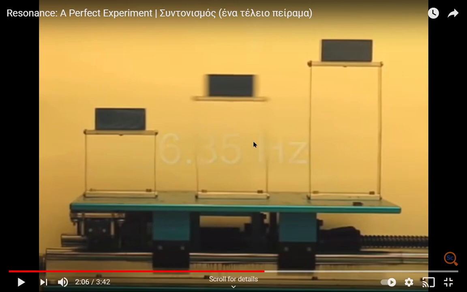Notice now at a frequency of 6.35, the middle one in our setup starts having the wildest oscillation, while the other 2 are now behaving as if nothing special is going on. So you can probably predict what's going to happen as we increase the frequency.